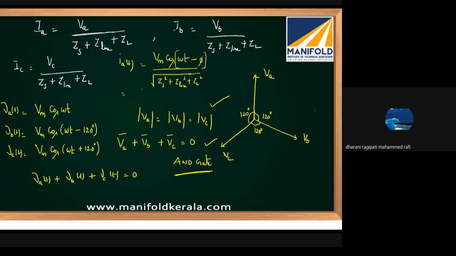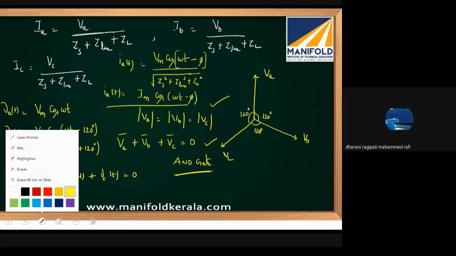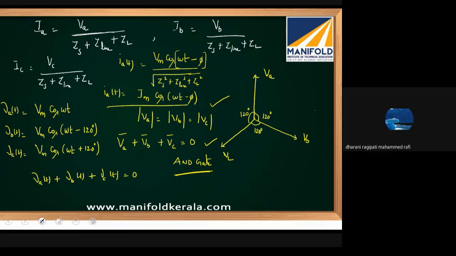How can I equivalently write this? I can write this as Im cos of omega t minus phi. Your IA of t will become this. I'm writing all this magnitude part as Im cos of omega t minus phi. Okay. So your respective currents will be like this: IA, IB, and IC.